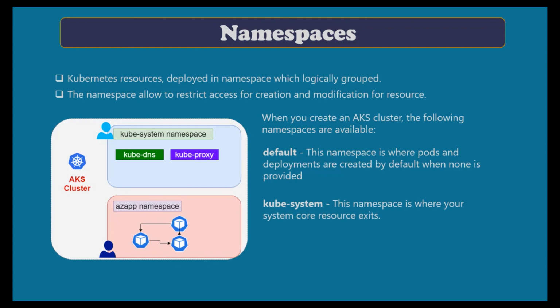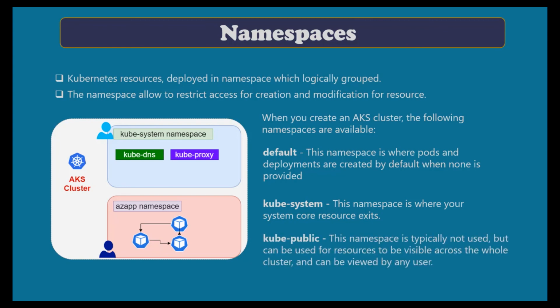Second is kube-system. This namespace is where your system core resources exist. And third is kube-public. This namespace typically we are not going to use at any time, but when we need it, if we want any cluster resource to be visible across our cluster, or viewable by any user, we can use this namespace. So these are the namespaces available by default when we deploy any cluster.